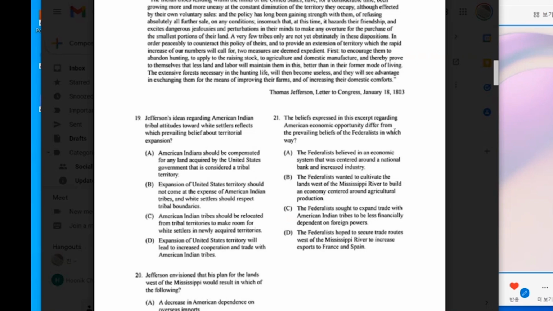Oh, 19? Didn't we just do 19? Yeah, 20. 20, B. So this question was about Jefferson's plans for utilizing the land west of the Mississippi, right? His claim that American Indians should be encouraged to farm is an extension of his agrarian vision, right? He believed that America's future was based in agriculture.